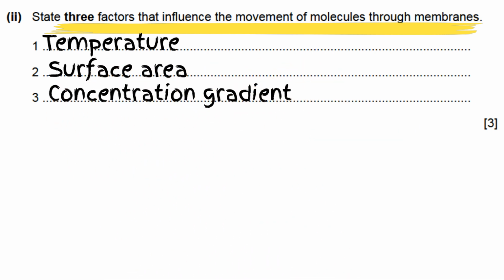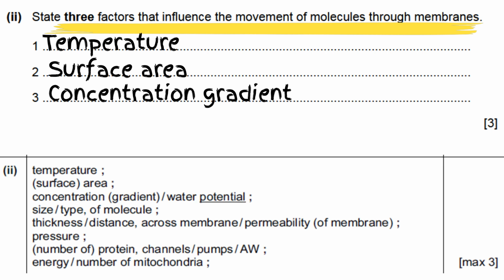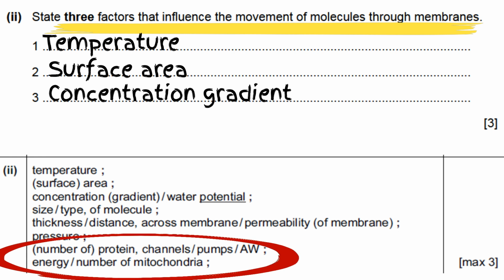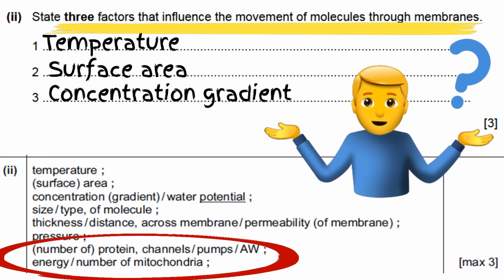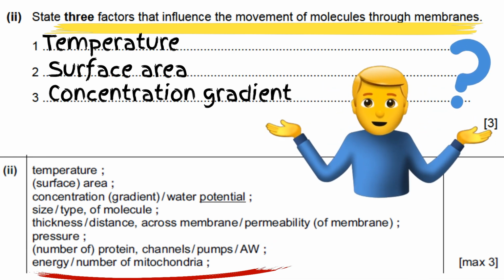But wait, if you check the mark scheme, you might notice something interesting. He also gives credit for points like the number of protein channels or pumps, and the amount of energy or number of mitochondria. And you might ask, hang on, isn't this about diffusion? Why is he accepting answers related to active transport? Great question, and here's the key.